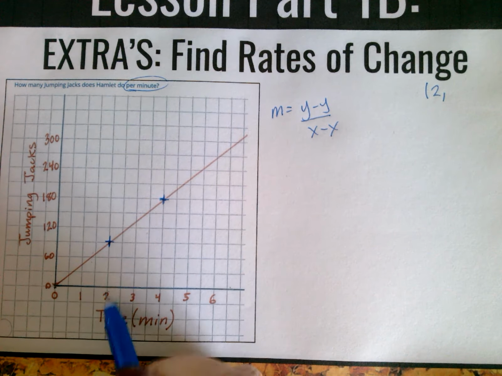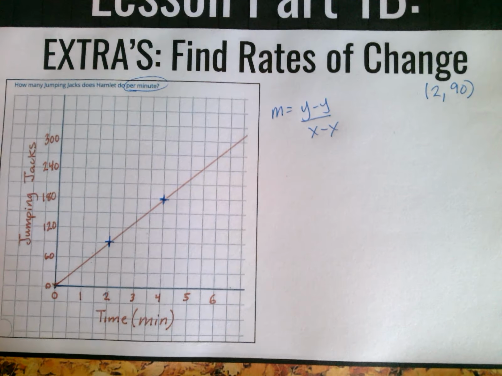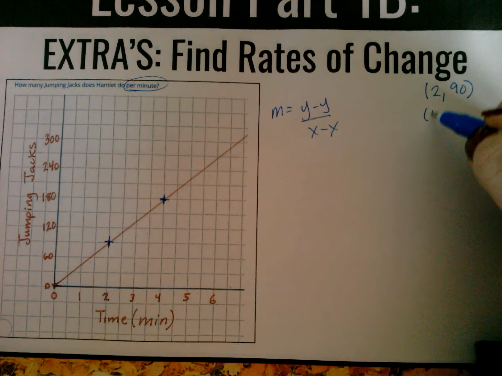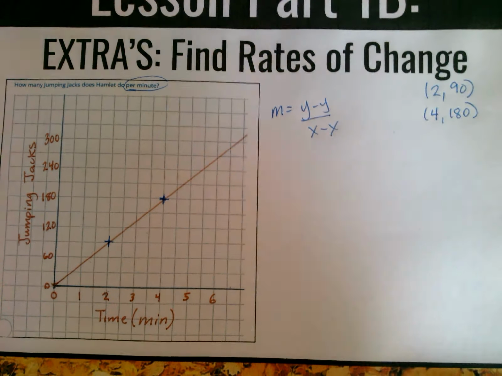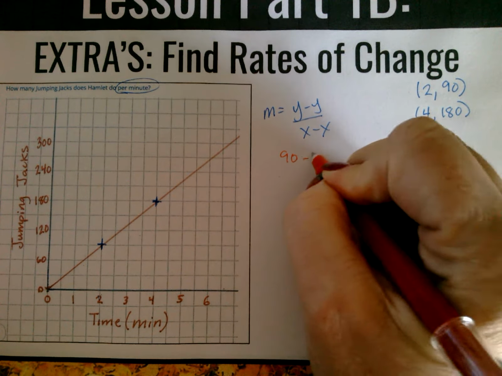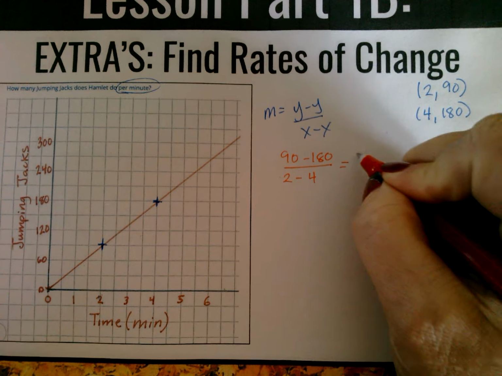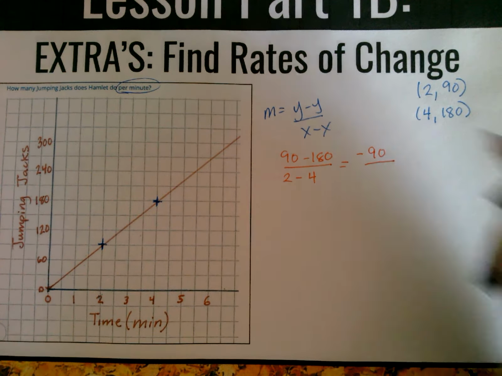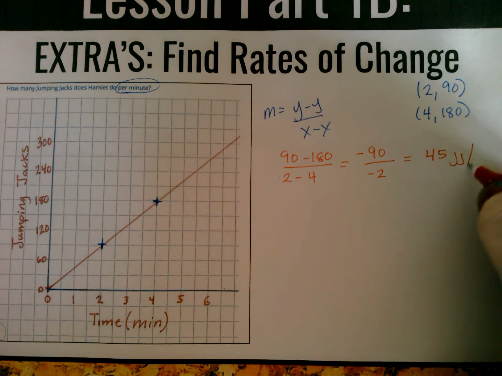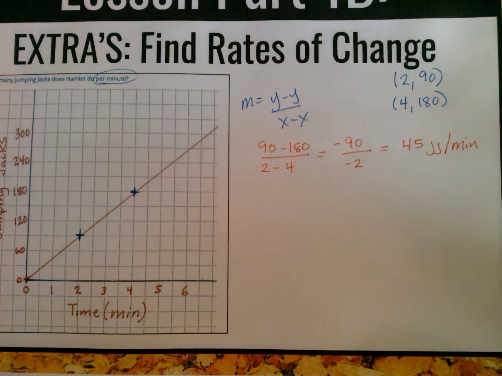Okay, so I was saying in 2 minutes, someone could do 90 jumping jacks. That's impressive. Or in 4 minutes, they could do 180. Okay, so the change in y over the change in x, negative 90 over negative 2. They do 45 jumping jacks a minute. Pretty impressive if they can maintain that.